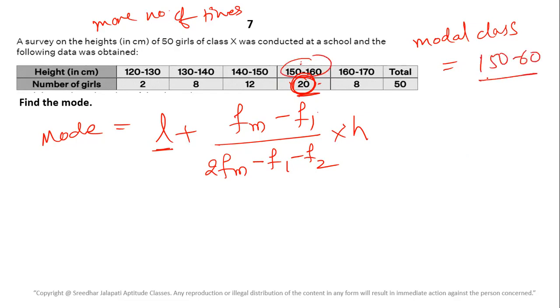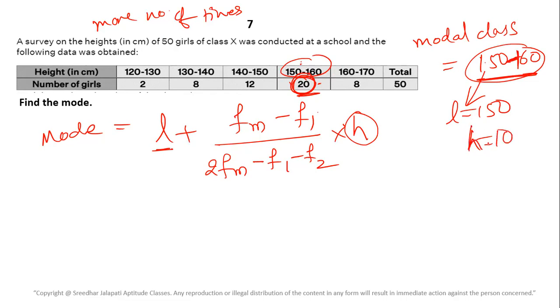150 to 160 is the modal class, and the lower limit of the modal class is called L, whereas H is the height of the class interval. H is 10, since 150 to 160 is 10. Fm is the frequency of the modal class, which is 20. F1 is the frequency just below that, which is 12.